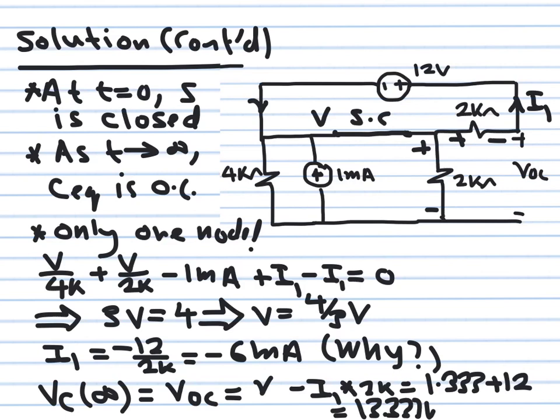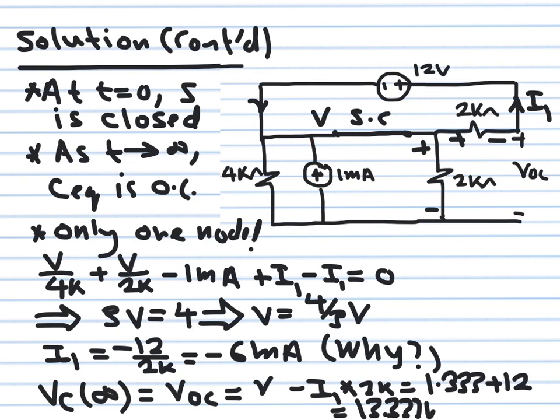Now, there are so many ways of solving this. I have two sources here. I have one loop, second loop, third loop. You can use loop analysis, but really, if you think about it carefully, you will see that this circuit has only one node, because this one is the same as this one, the same as this one, while this is ground here. So I have only one voltage to solve for, which is V.